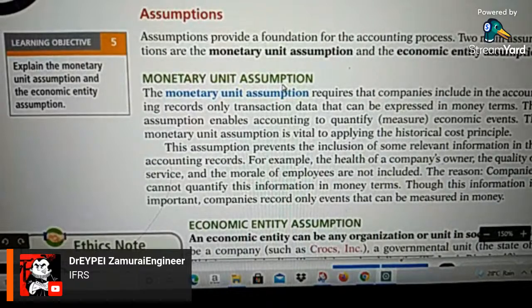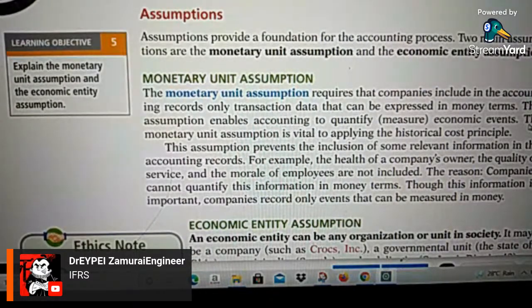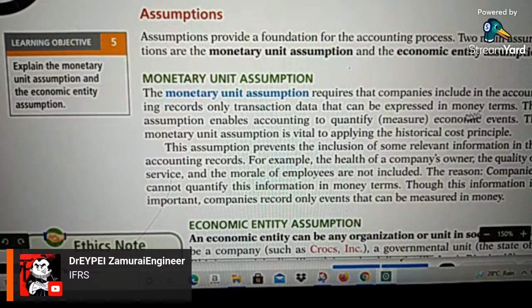Monetary unit assumption requires that companies include in the accounting records only transaction data that can be expressed in terms of money. Only those that can be expressed in terms of money. This assumption enables accounting to quantify economic benefit. This is what I was explaining a while ago. We cannot record opinion. We have to record a specific value of money. Quantifiable, measurable, that can be measured in terms of money.